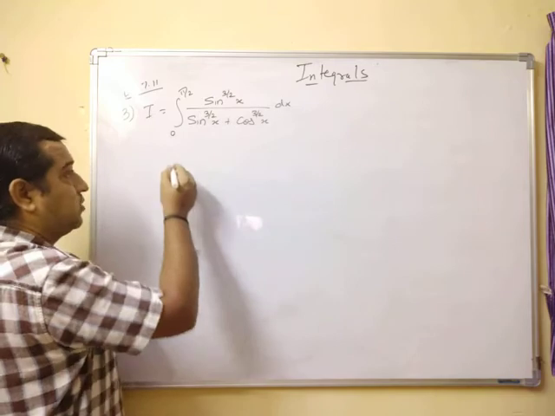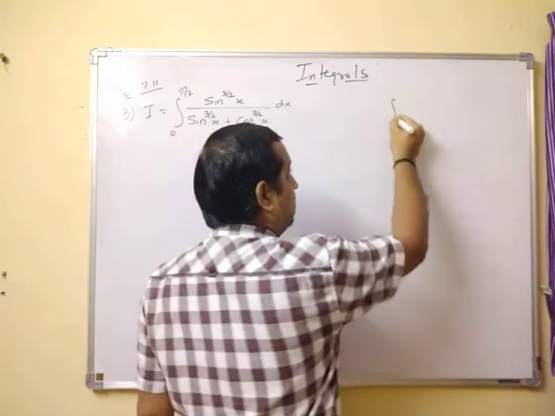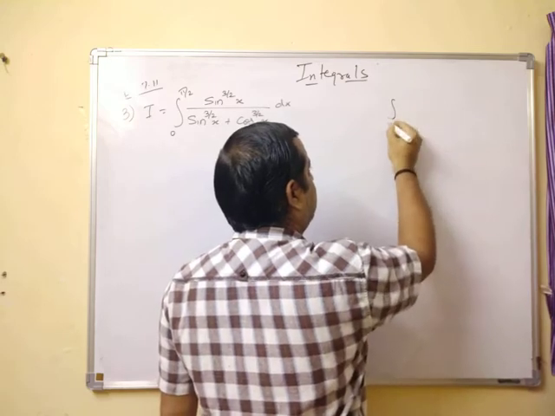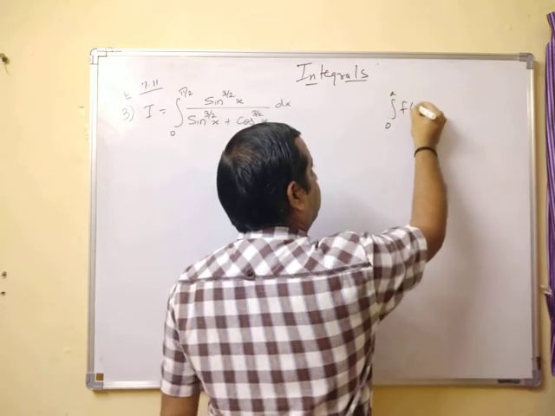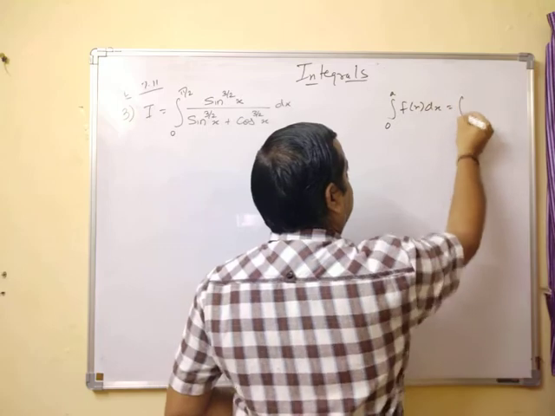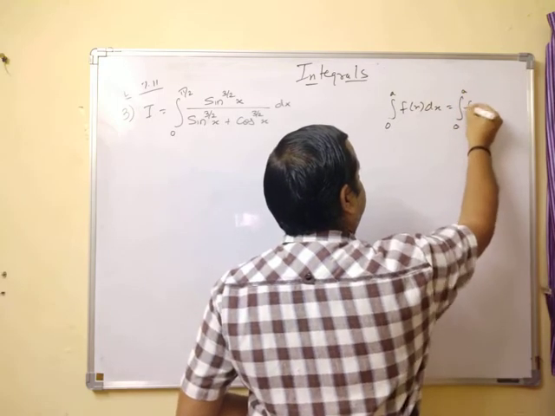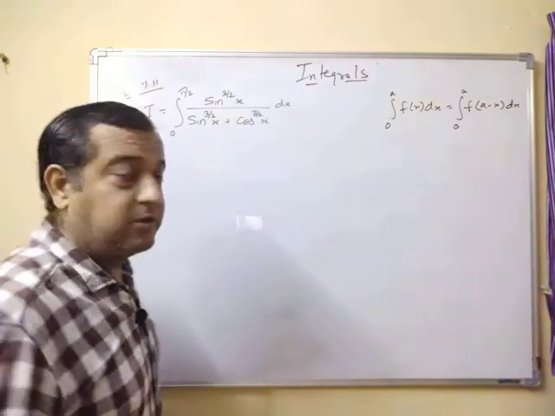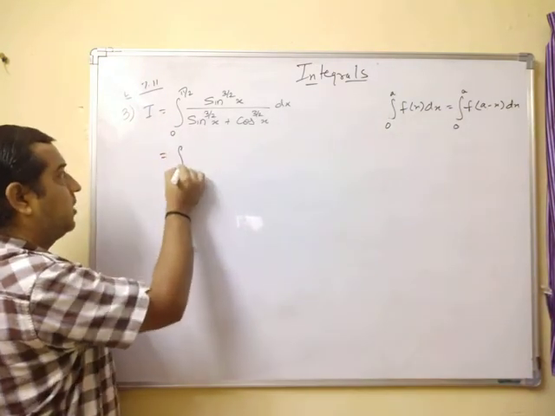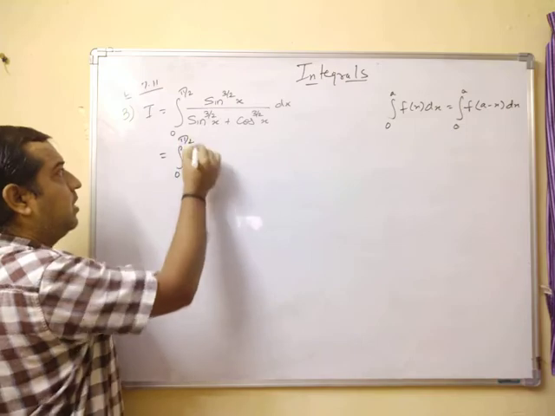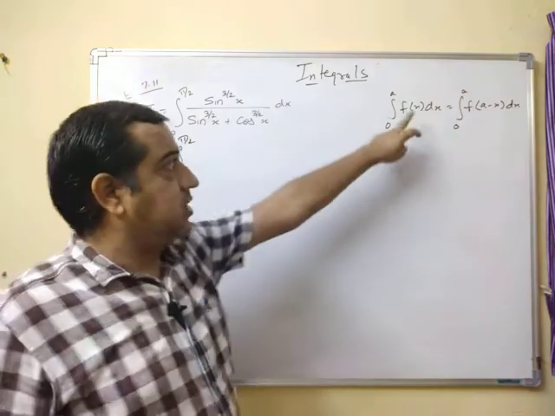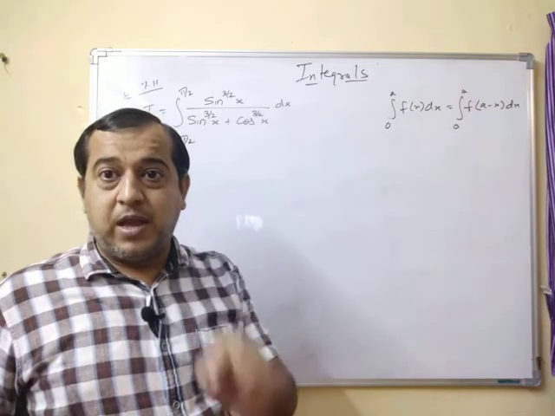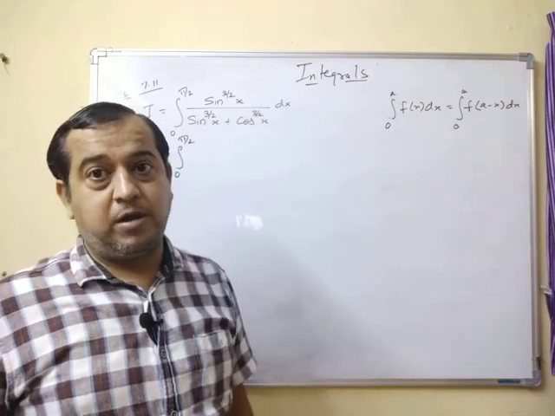Okay. What was property P4? Property P4 was integral from 0 to a f x dx. This is equal to integral from 0 to a f of a minus x dx. Means keeping the same limit 0 to a. Here you will keep the limit 0 to pi by 2 as it is. Okay. The function f x will be same. Only the thing is that variable x will be replaced by upper limit minus x.